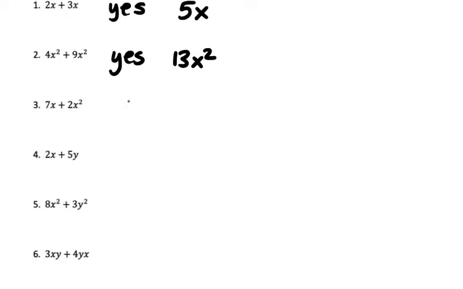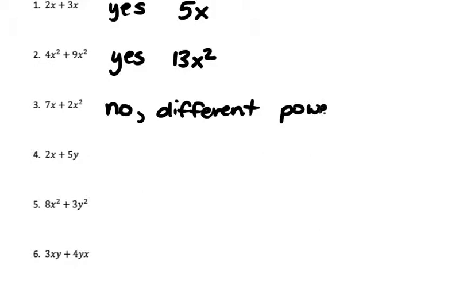Number 3, 7x plus 2x squared. Now we can't add these, they're not like terms because one is x and one is x squared. So no, because they have different powers. Number 4, we have 2x plus 5y. Those are also not like terms because they have different variables. One is an x and the other is a y.